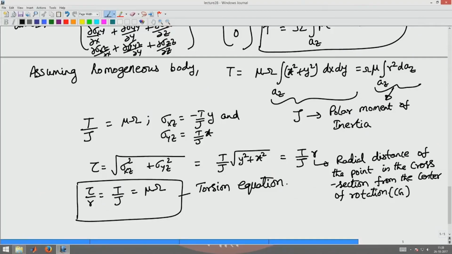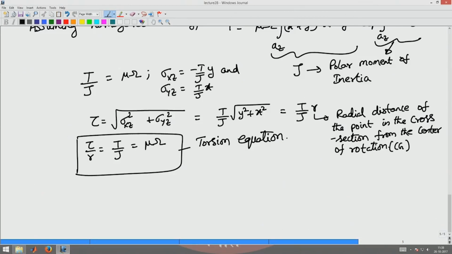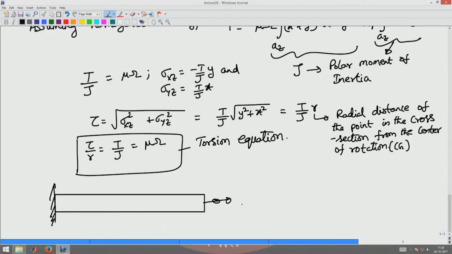Now let's apply this torsion equation to study some problems. The first problem that I am interested in is the following. I have this bar fixed at one end, the torsion applied at the other end, and the cross section is a circular cross section. This is x and this is y. Now I want to find what are the stresses.